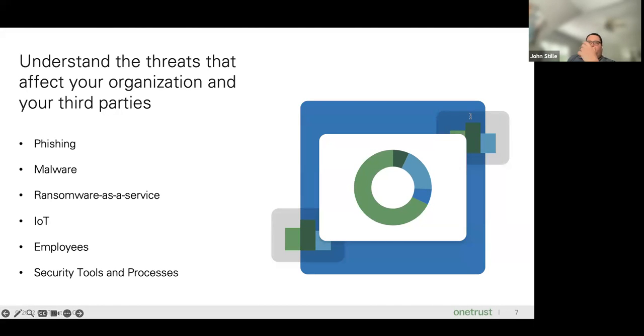So phishing and malware go hand in hand. Ransomware as a service is going to go hand in hand, right? You hire ransomware as a service, and they're going to get in through phishing, utilizing malware. Through your employees, they potentially take advantage of IoT devices. And once they understand your security tools and processes, they may have ways around them. So I think taking into context each of these individually and solving them, but then looking at them at a higher level to understand an entire risk profile, is important.